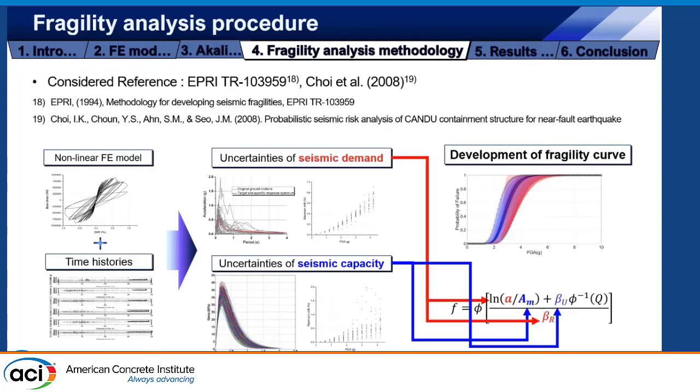Next is about the fragility analysis methodology. So in this study, we're using the methodology suggested by the EPRI TR-103959 guideline, the study of Choi et al. 2008, which was dealing with the fragility analysis on CANDU containment structure.